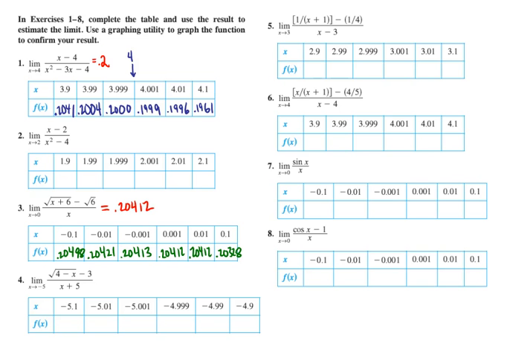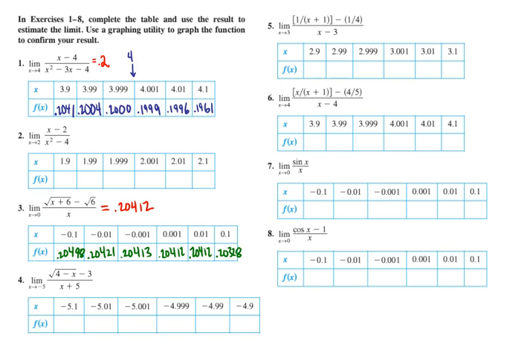Okay, we'll go on and look at another one or two in this particular set. So we're going to look at number 5 this time. The limit as x approaches 3 of (1 over x plus 1 minus 1 over 4), all divided by x minus 3. And so we'll bring in the graphing calculator.